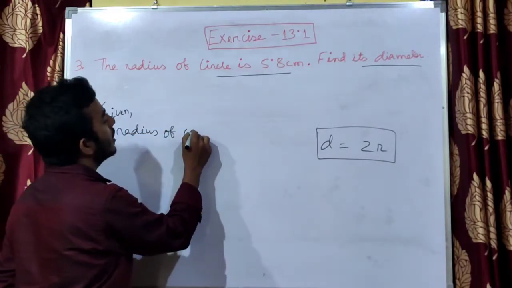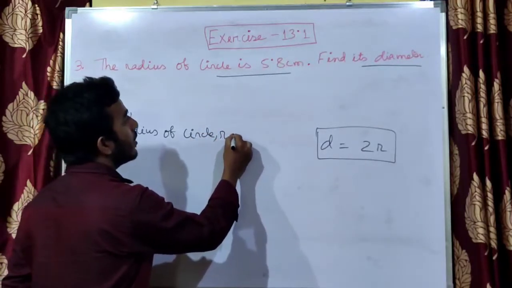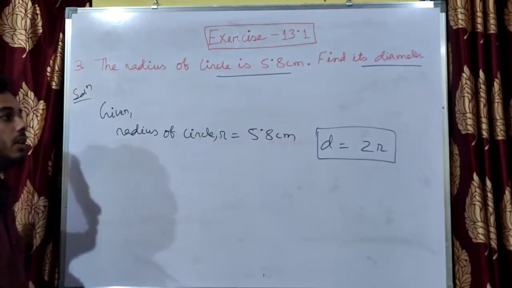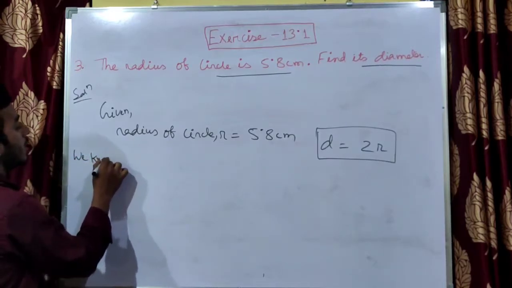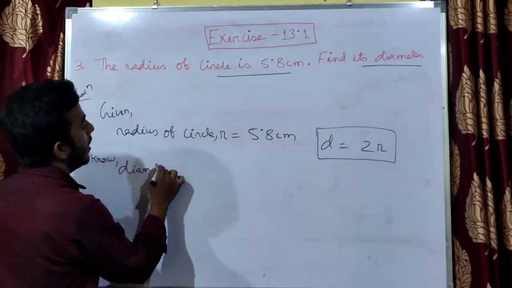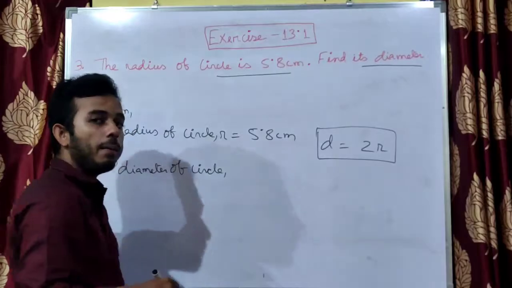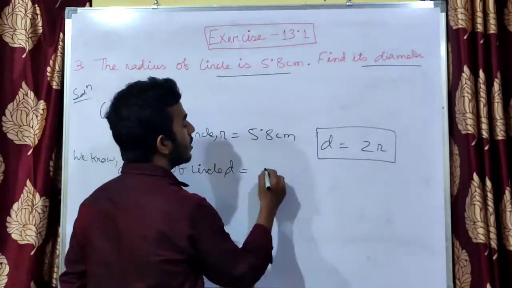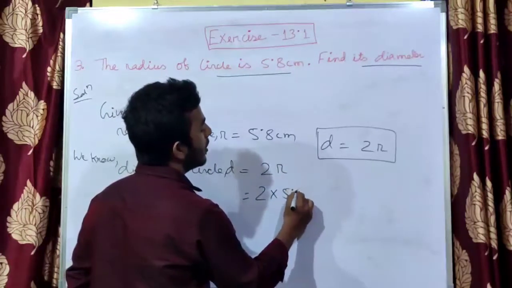radius of circle. Radius of circle is denoted by R. Yes, R equals 5.8 centimeter. Now next, what do we know? We know diameter of circle. Diameter is denoted by D, equals 2R, equals 2 into 5.8.